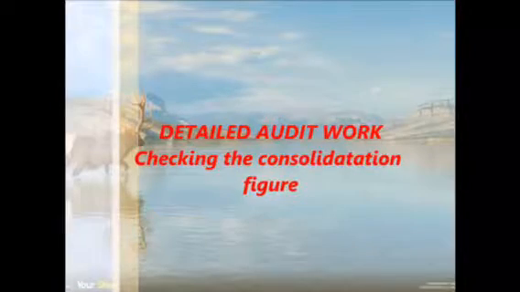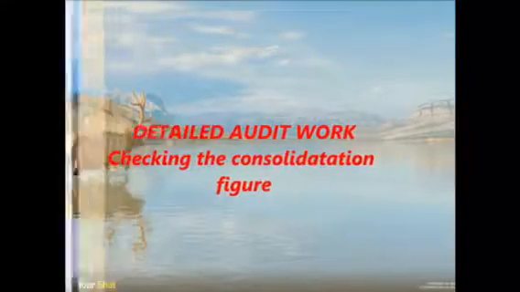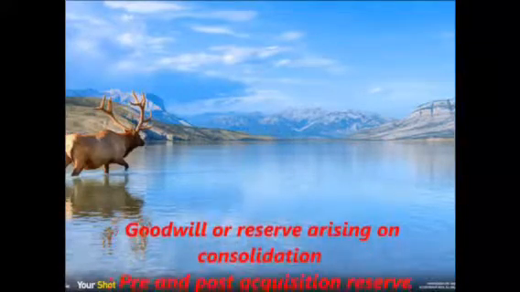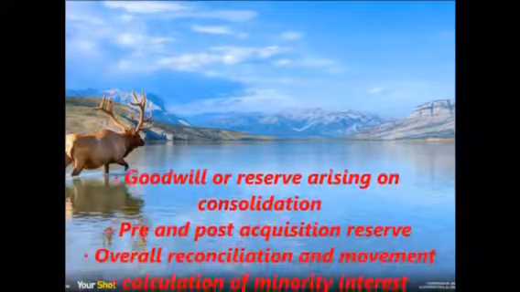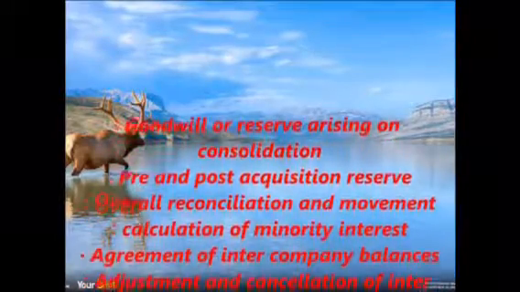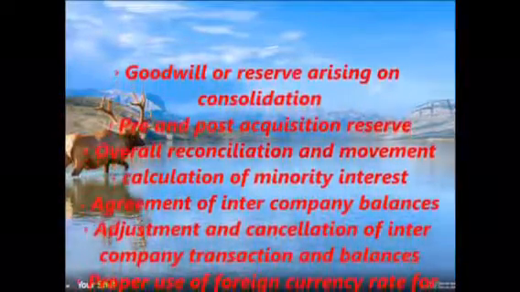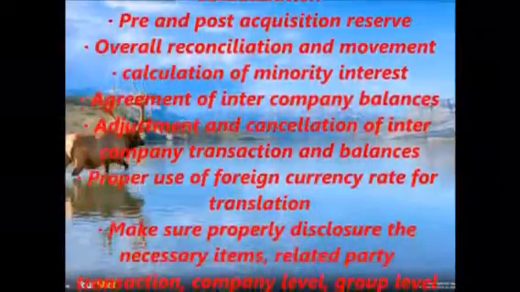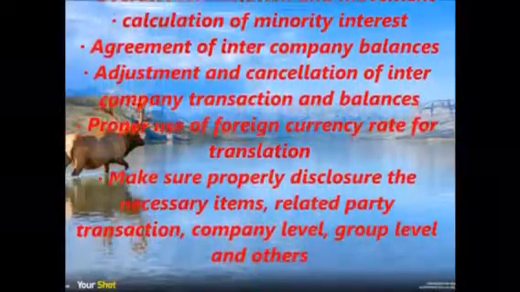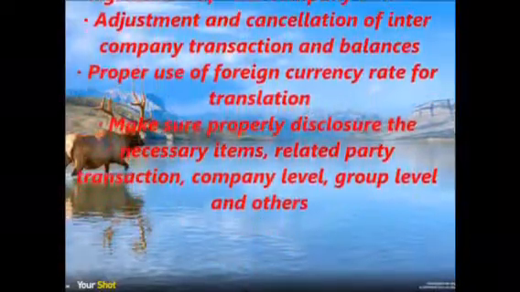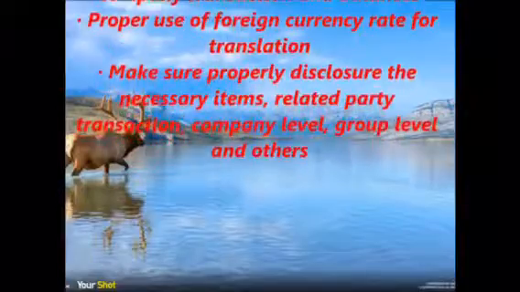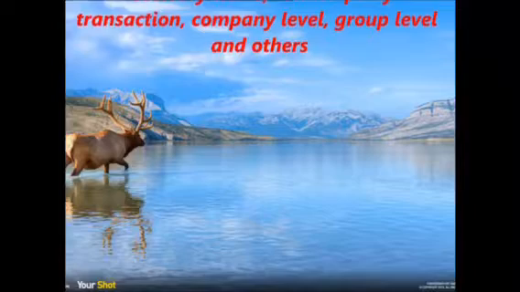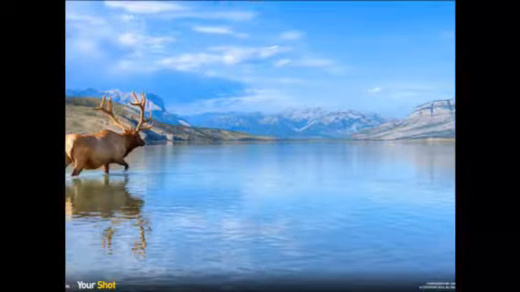Second procedure, detailed audit work by checking consolidation figures. Goodwill or reserve arising on consolidation, pre and post acquisition reserves, overall reconciliation and movement, calculation of minority interest, agreement of intercompany balances, adjustment and cancellation of intercompany transactions and balances, proper use of foreign currency rates for translation. Make sure proper disclosure is made of necessary items related to transactions at company level, group level, and others.